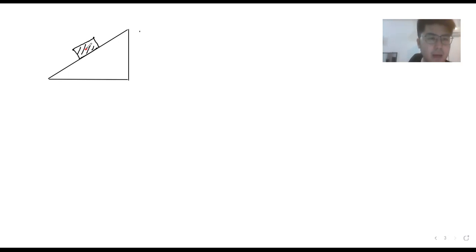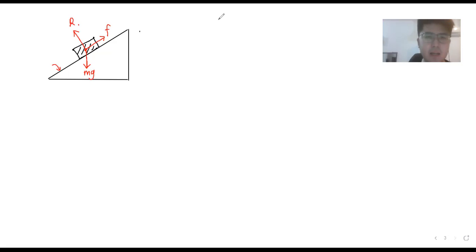We have mg. Label mg, which is always pointing to the center of the earth. Then we have friction. Friction in this direction. Imagine it's sliding down and it's stopped by the frictional force, so the frictional force acts in the opposite direction. Reaction is always normal to the surface. This is the surface, so you have to draw perpendicular to the surface, in this direction.